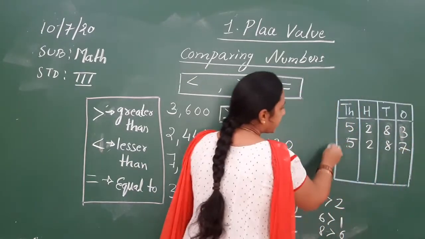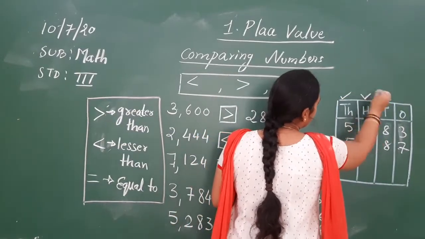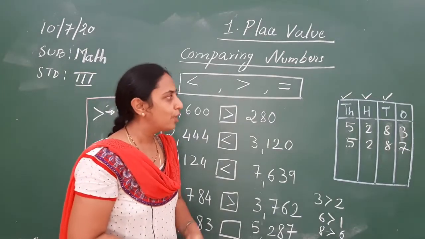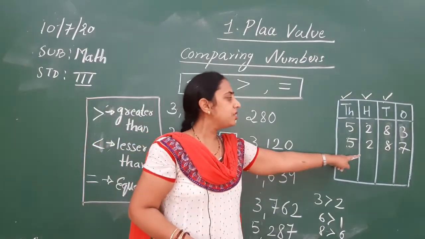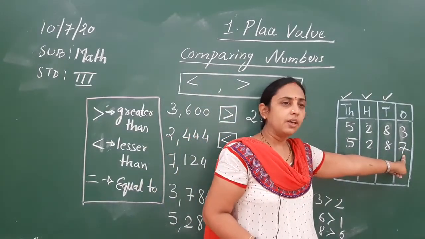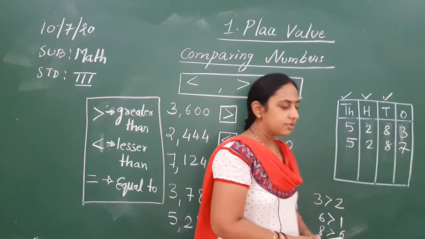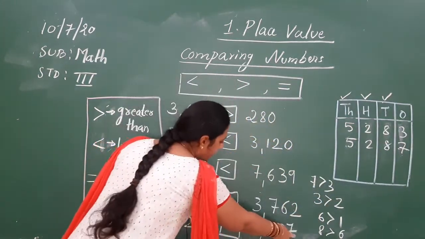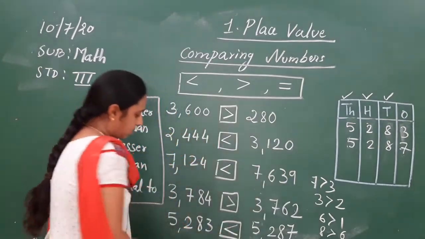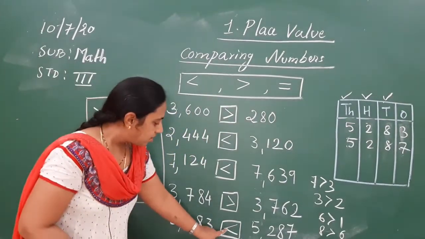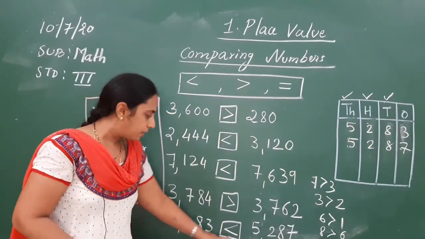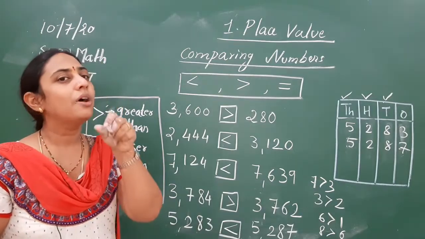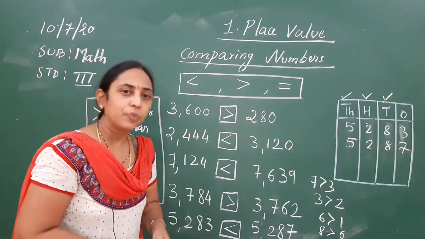5287. Now we have checked for thousands, hundreds, tens, all are same. Now we will go for ones place. We will see which number is greater in ones place. So in here it is 7, it is 3. So we know 7 is greater than 3. That means 5287 is greater than 5283. Again, where it is closed, that is the smaller number, where it is open, that is the bigger number. This is the easiest way to remember the numbers, right beta?